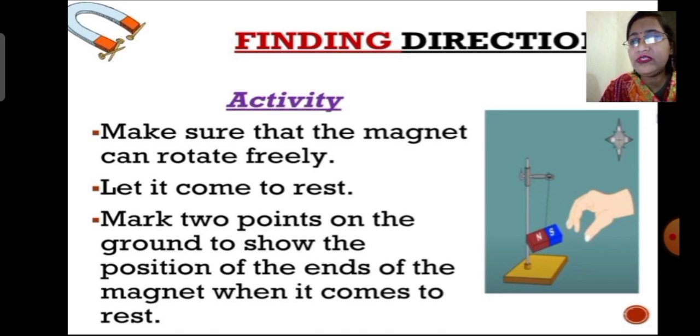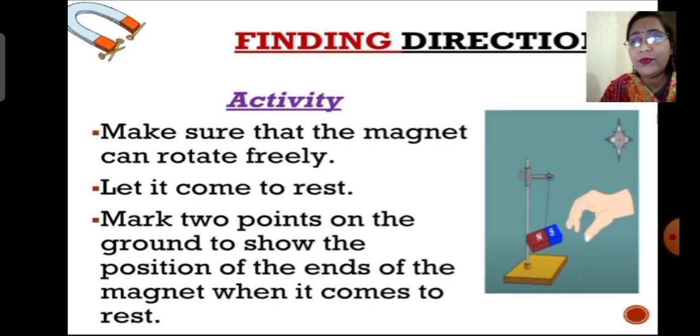In this position, the rest position of the bar magnet, by observing the position of the bar magnet, mark 2 points of this bar magnet on the ground or on the stand base. To note its position means to correctly locate the end positions on the ground. Here children, when this bar magnet comes to rest, we will mark 2 endpoints of this bar magnet on the stand or on the ground.